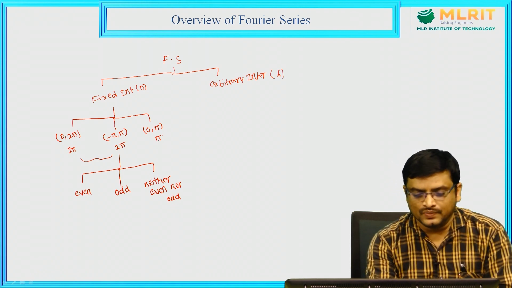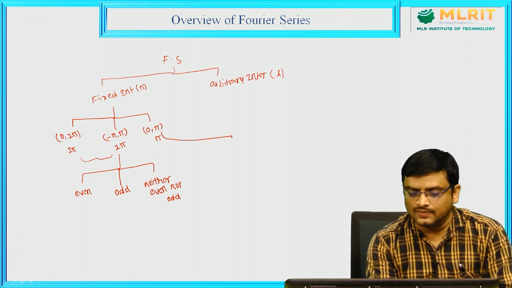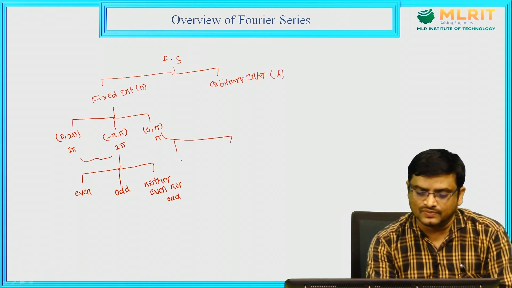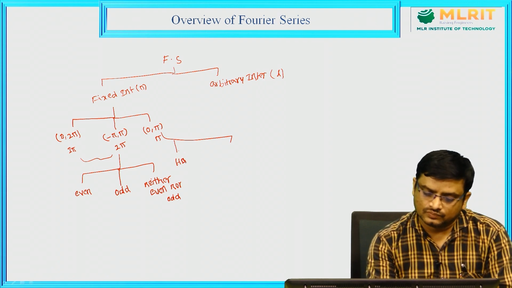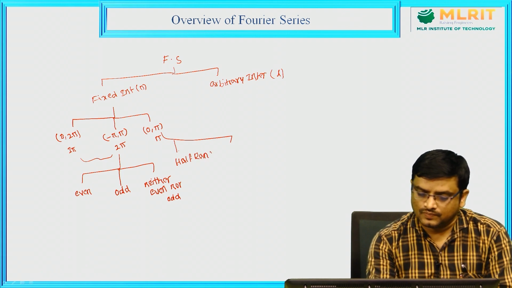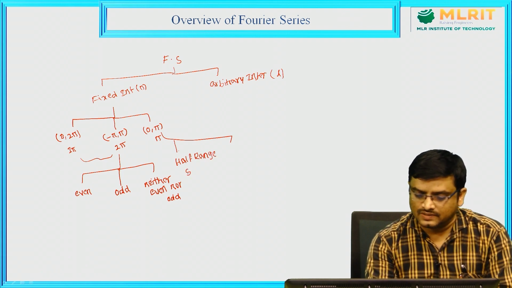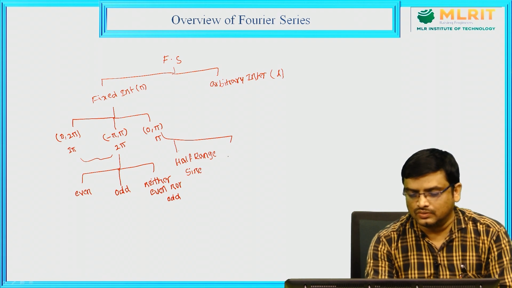And when you come to the interval 0 comma pi, here also we have two types of series: the half range sine series and the half range cosine series.